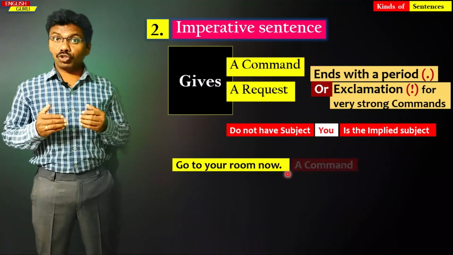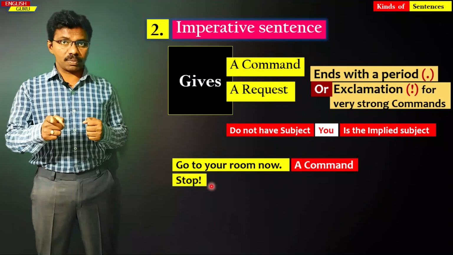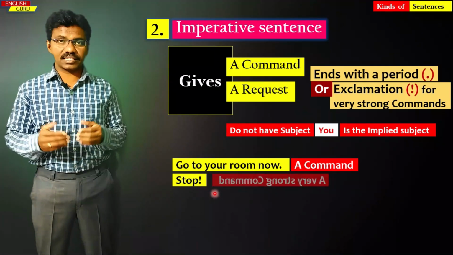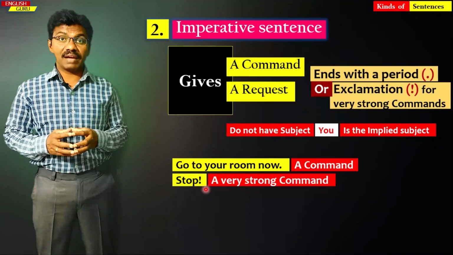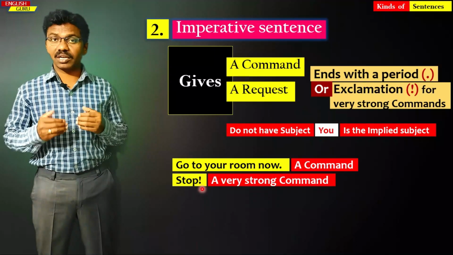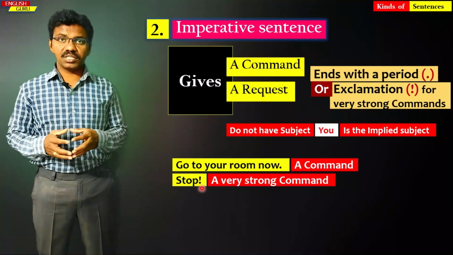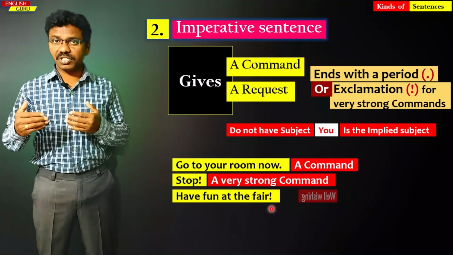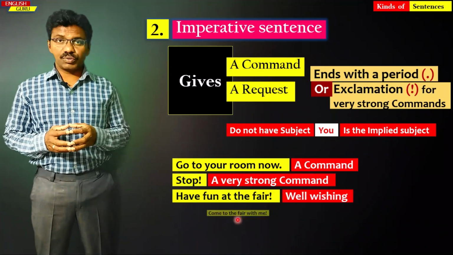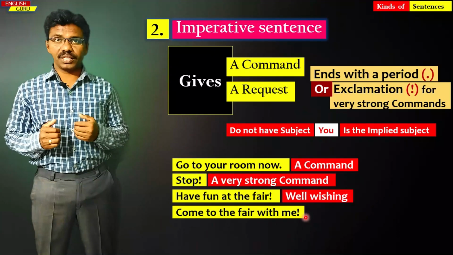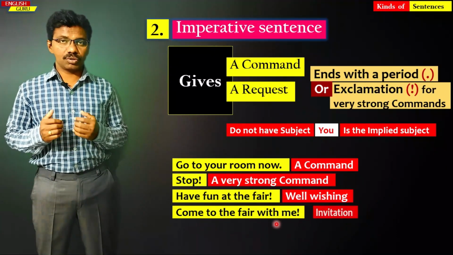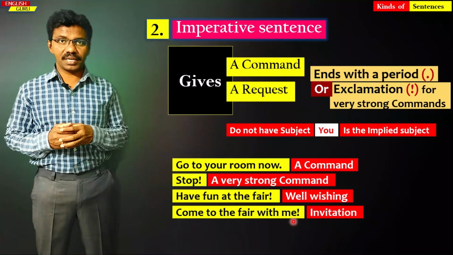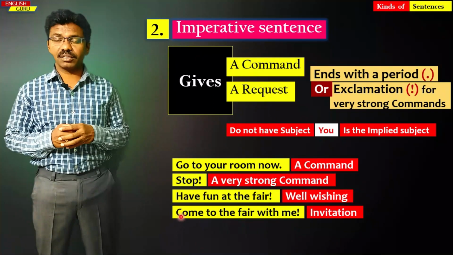In a similar way, stop, which means you stop. So here we ended this with an exclamation mark because we are having a strong command here. We are commanding in a strong manner. The next one is have fun at the fair, or at the party. So it's well wishing, wishing something well to others. The next one is come to the fair with me, or party with me. So it's an invitation, we are inviting somebody, which means you come to the fair with me.